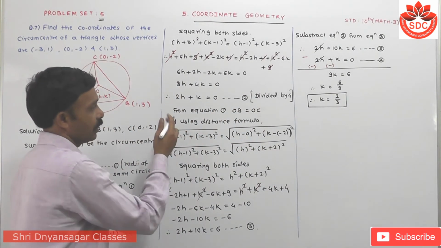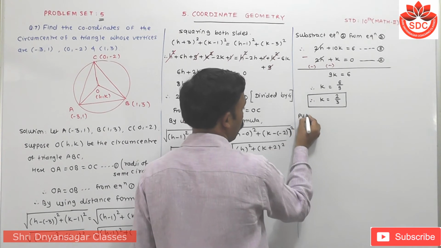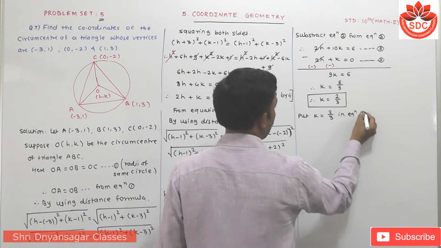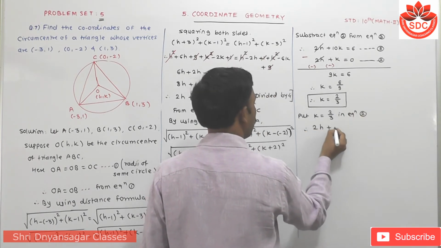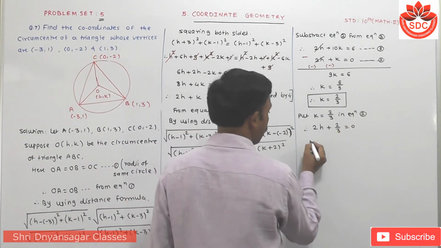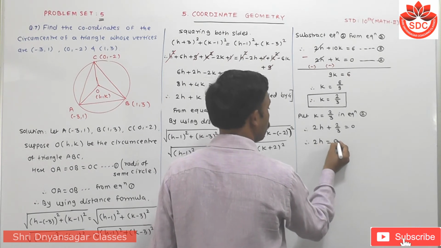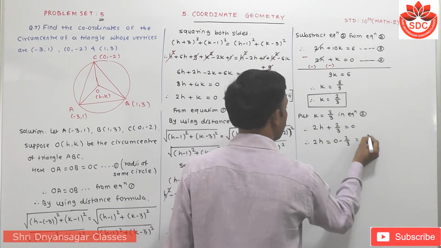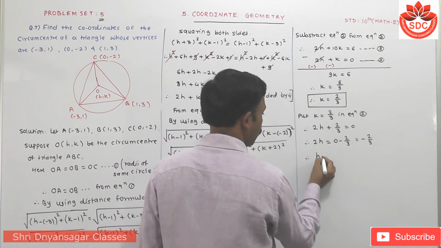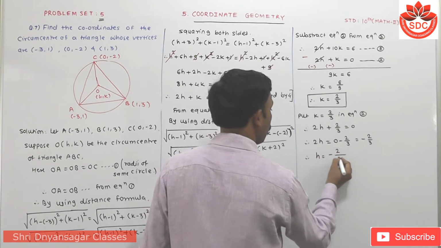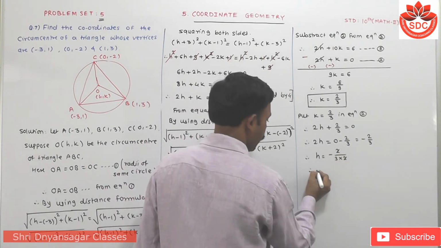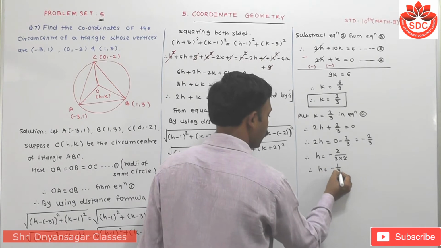Put this value in any equation, suppose the second. Put k is equal to 2 upon 3 in equation second. Equation second is twice h plus k, which is 2 upon 3, is equal to 0. When we transpose to the other side, we get twice h is equal to 0 minus 2 upon 3, which is minus 2 upon 3. Then this again goes to the denominator, therefore h is equal to minus 2 upon 3 into 2. Look carefully, this gets cancelled, meaning h is equal to minus 1 upon 3.